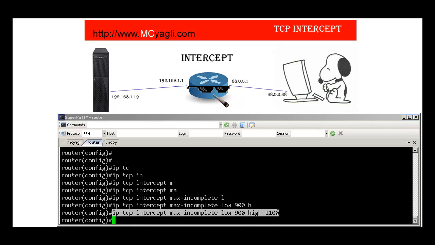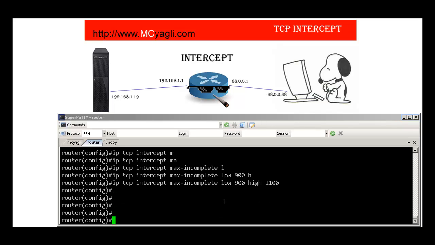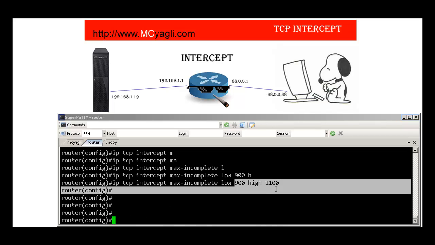When the number of half open connections reaches the high threshold, which is 1100 here, and the router receives a new connection, it drops the half open connections until the number falls to the low threshold. This is exactly what it means. I'm using these values because they are the default values, as I said before.